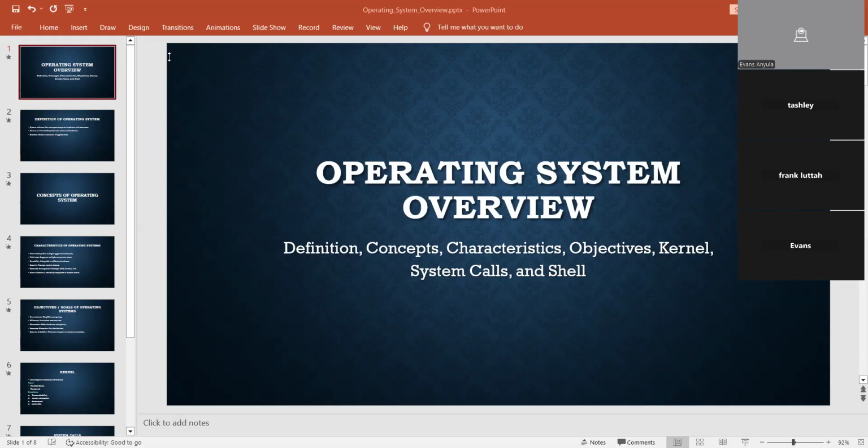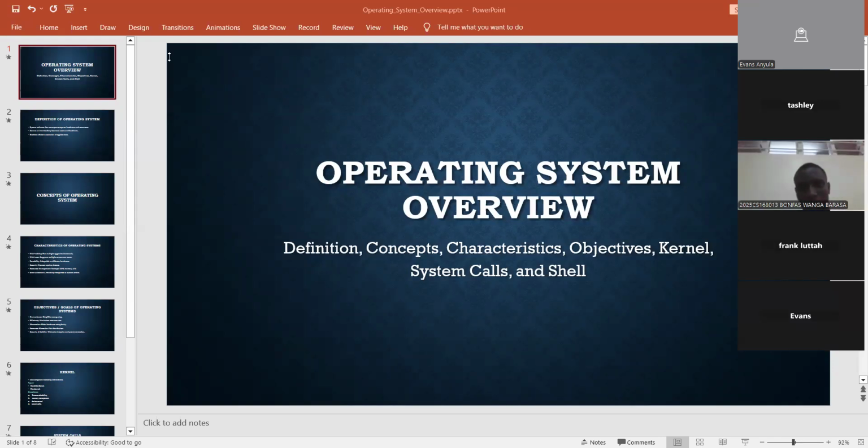Over this lesson, we shall have five topics. The first topic shall be introduction to operating system. The second topic shall be processing management. We have file management, and also we have memory management. That is where we shall end the 5 units under operating system.